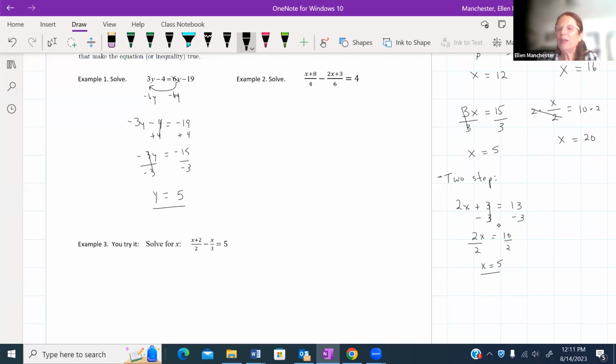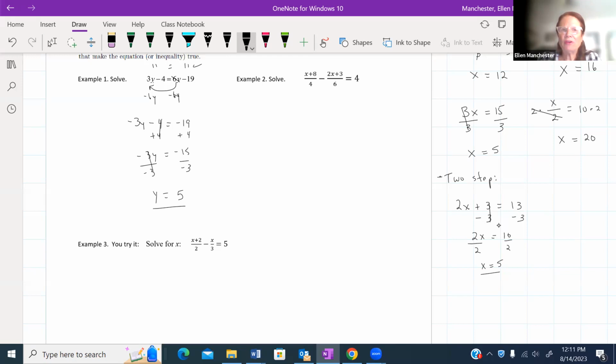Okay. So again, I can check it. 3 times 5 is 15. 15 minus 4 is 11. 6 times 5 is 30. 30 minus 19 is 11. So it does check. Okay, so you can always double check to make sure that these are correct.